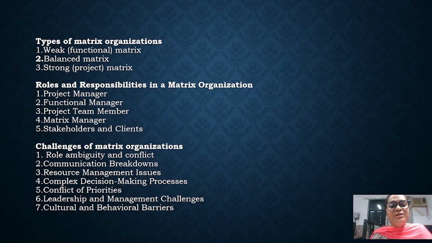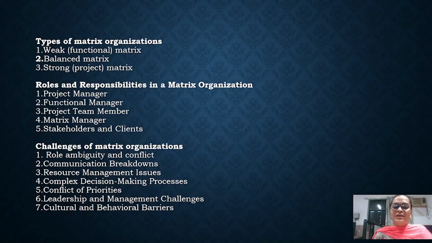It resembles a traditional hierarchical structure where functional managers hold more authority and control, right? Project managers operate within the constraints and guidelines laid down by the organization, but the focus is more on the functional managers. Because of the functional managers, functional dominance could be there, right? So in a weak matrix organization, functional managers might hold more authority and control over the resources, the budgets, and even the decision making, compared to the project managers.